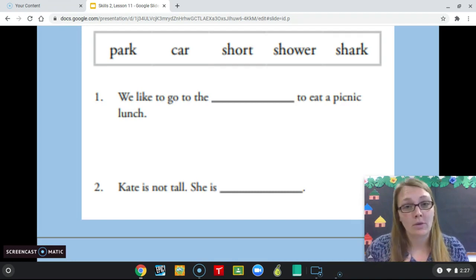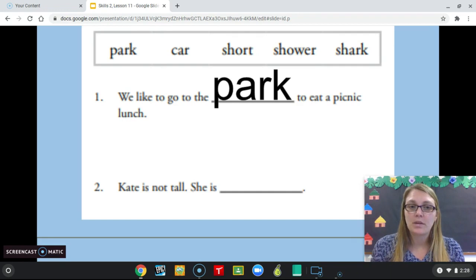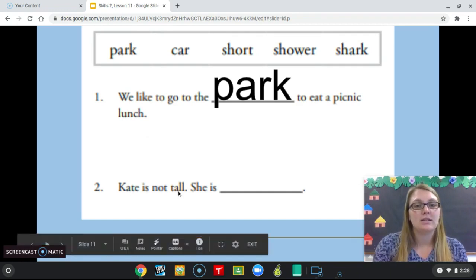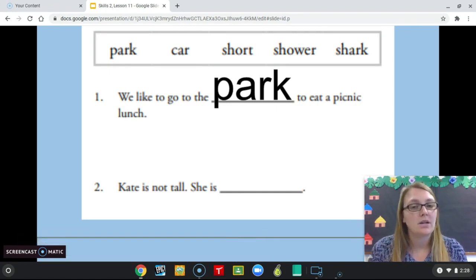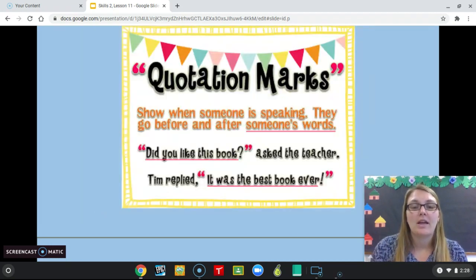Some of these answers really don't make sense. I don't know about you, but I don't eat a picnic lunch in my shower. And I won't eat a picnic lunch at the shark. The answer is park. We like to go to the park to eat a picnic lunch. Number 2, Katie is not tall. She is blank. So what word up there is the opposite of tall? She's not tall. She's short.